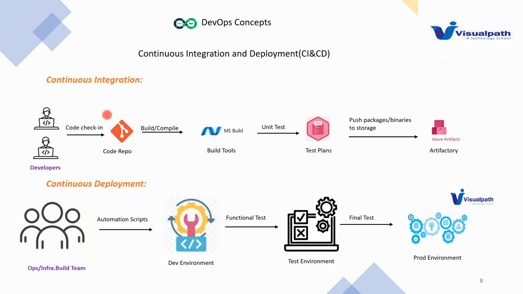There are different tools for continuous integration and continuous deployment. A very famous tool is Jenkins, and we are using Jenkins. But other than that, we have GitHub Actions, GitLab, and Azure Pipelines. The same tools can be used for both continuous integration and continuous deployment: Jenkins, GitLab, GitHub Actions, and TeamCity.